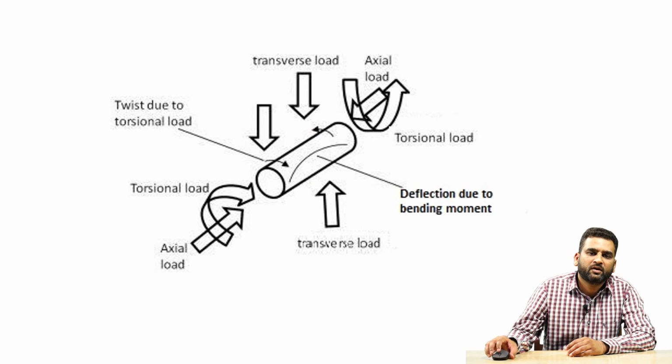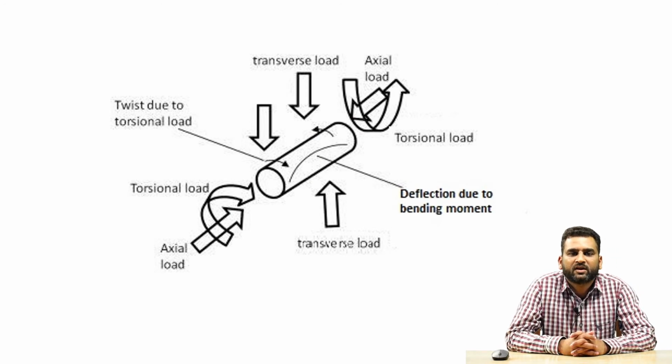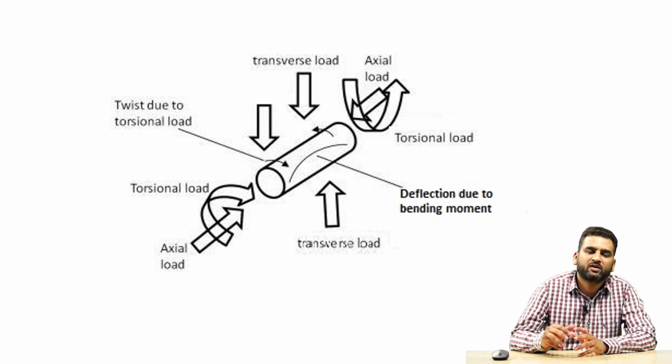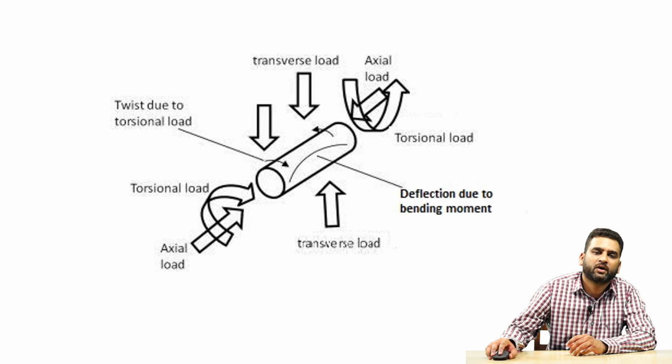So, in this way, you can see these are the various types of loading on the shaft. First is the torsional load, that is applied equal and opposite in direction to both the ends. Second is the axial load, that is applied along the axis. Third is deflection due to bending moment, and the fourth is transverse load. So, these are the various types of loading on the shaft.